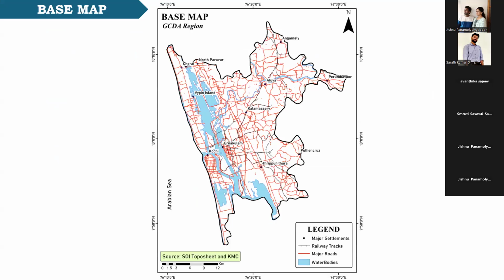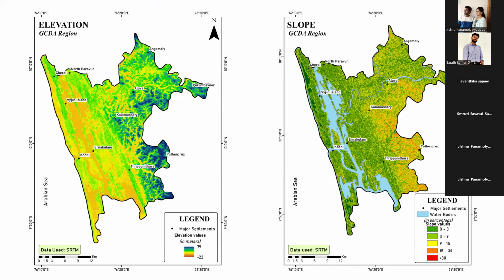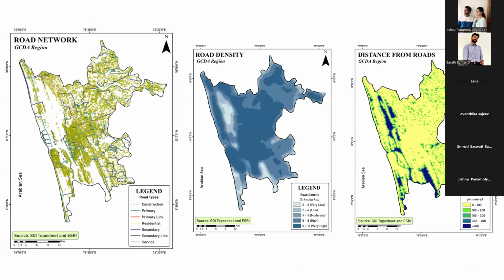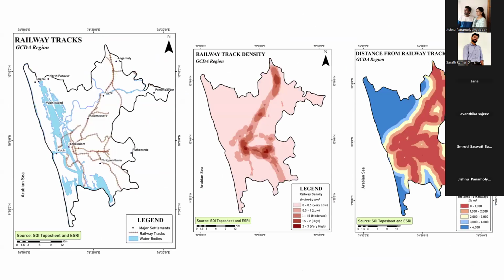This is the base map and elevation, slope. These maps are generated using SRTM data at 30-meter resolution. For the elevation map, the units are in meters, and for slope, in percentage. I have retrieved the road network for this region using the Survey of India topo sheet and ESRI. Through that road network, I have done the density analysis and distance from road, that is proximity. Same goes for railway tracks.